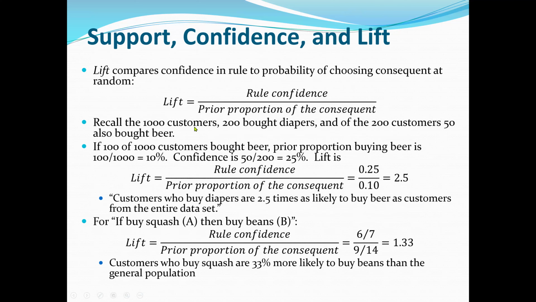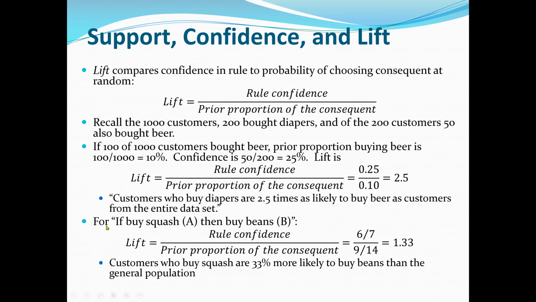Again, the whole concept of lift is the rule confidence divided by the prior proportion of the consequent. So if my confidence is here, we say if a customer buys diapers, he also buys beer. So the prior proportion of the consequent will be the beer. And here they tell us out of the 1,000, 100 buy beer. So that would be 10% or 0.1, the prior proportion of the consequent.